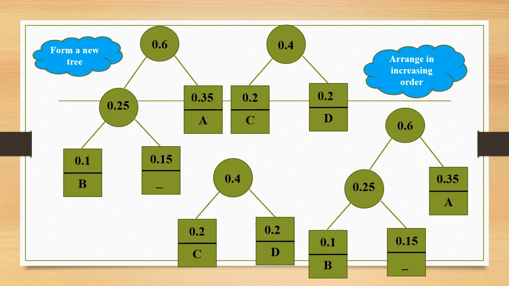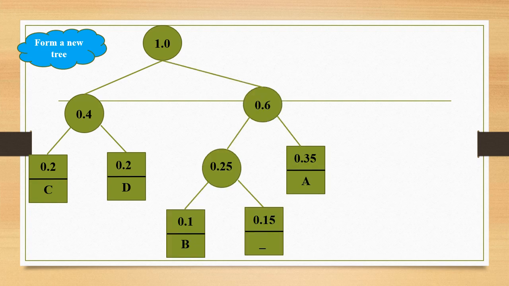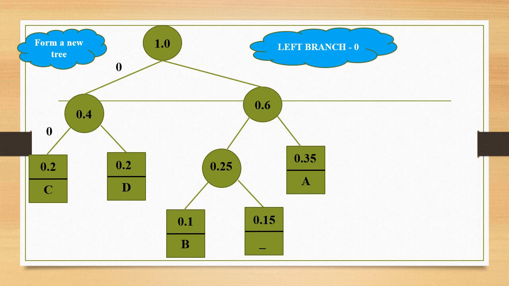So finally I have only two nodes. I have been left with only two probabilities. So these will be connected with a root node. Okay, so this is what my tree finally looks like. Now I have constructed my Huffman coding tree. So next I have to assign codes.